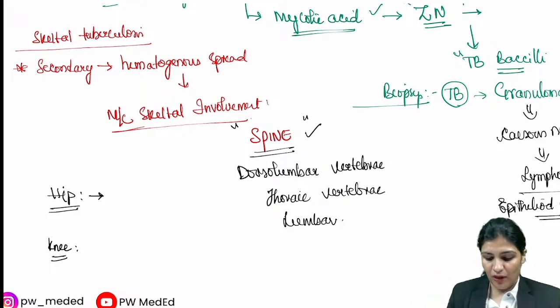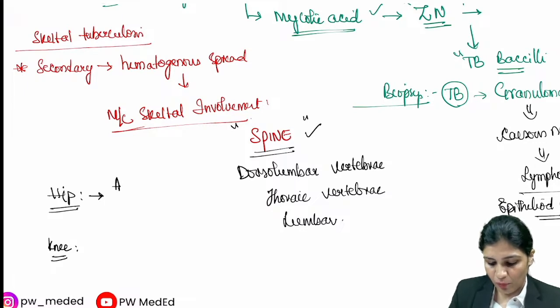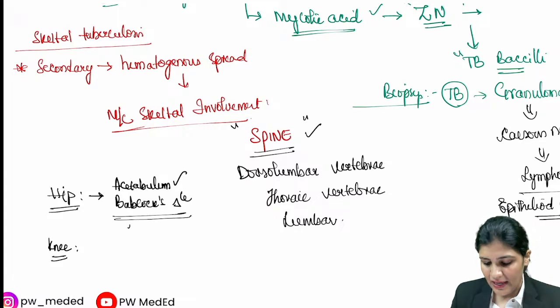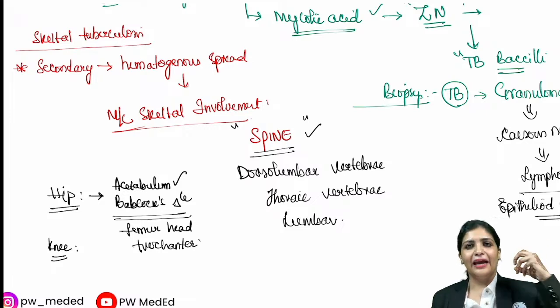In the hip joint, the pathology always starts mainly from the acetabulum. This is the most common area. And then you have your Babcock's triangle, which you also have to remember. And then you have your femur head and then the trochanter region. These are the various areas where TB can occur.